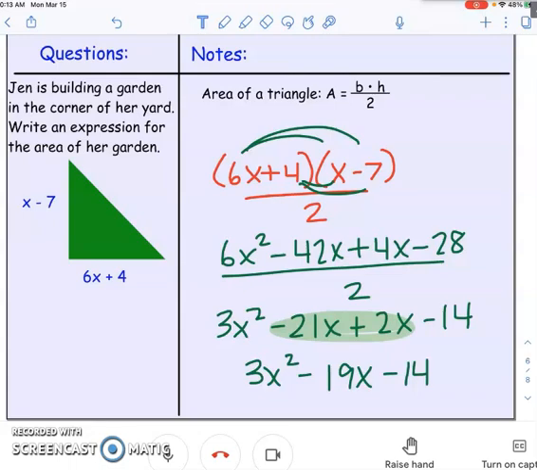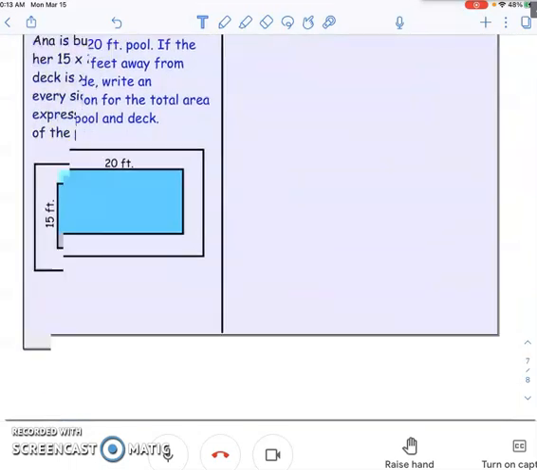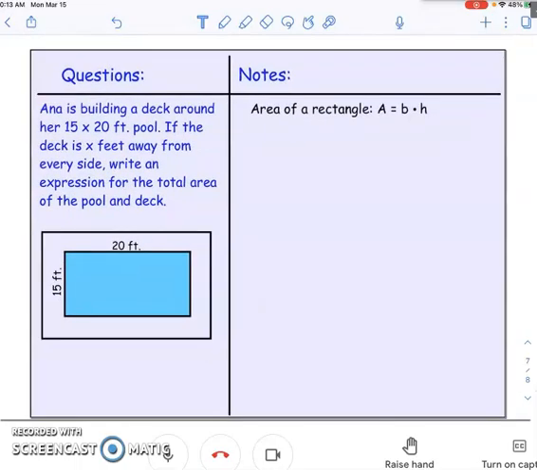And it's units squared, but we don't have a label of inches, feet, centimeters, so we're not going to worry about it. All right, our last one. Anna is building a deck around her 15 by 20 foot pool. If the deck is X feet away from every side, write an expression for the total area of the deck and the pool. So the area of a rectangle is length times width.